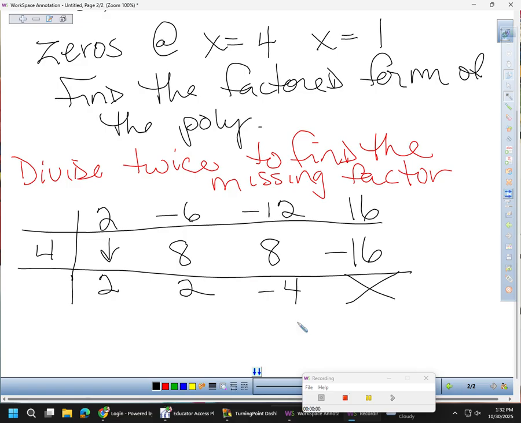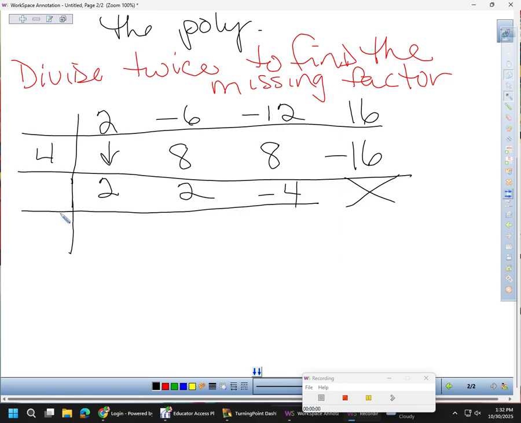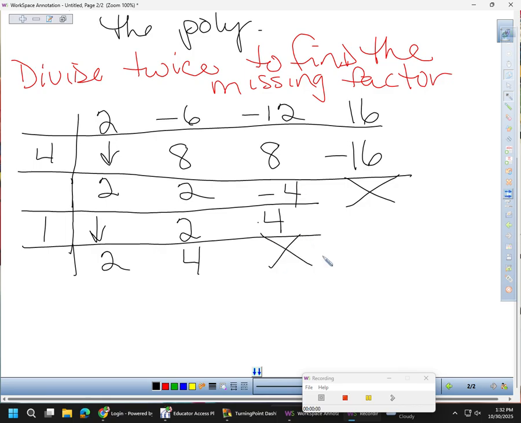Now I have another zero. So I'm going to go back to my synthetic division and continue with my second zero, which is 1. Bring down our 2. 1 times 2 is 2. We add these together, we get 4. 1 times 4 is 4. Add them together, there's no remainder.